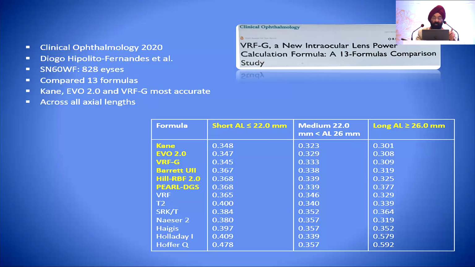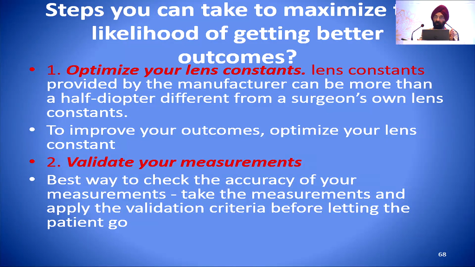The most accurate are Kane, EVO, VRF, Barrett Universal 2, Hill RBF, and Pearl DGS. So these are the formulas which you have to really turn on to have more accurate results. So what are the steps you can take to maximize the likelihood of getting better outcomes?